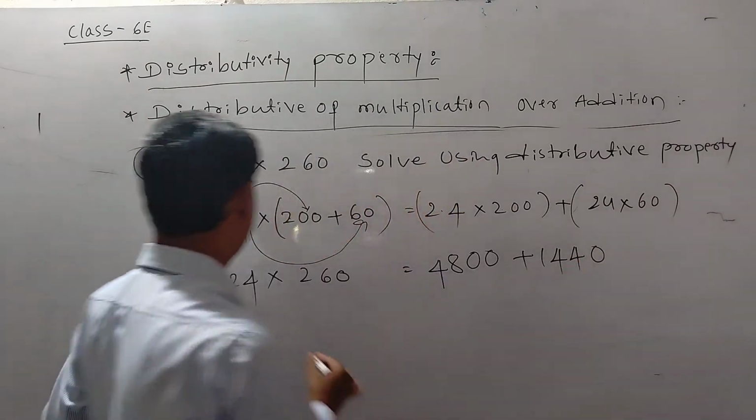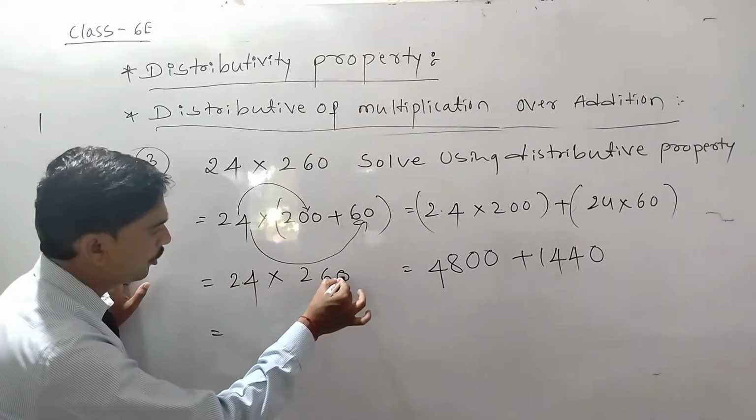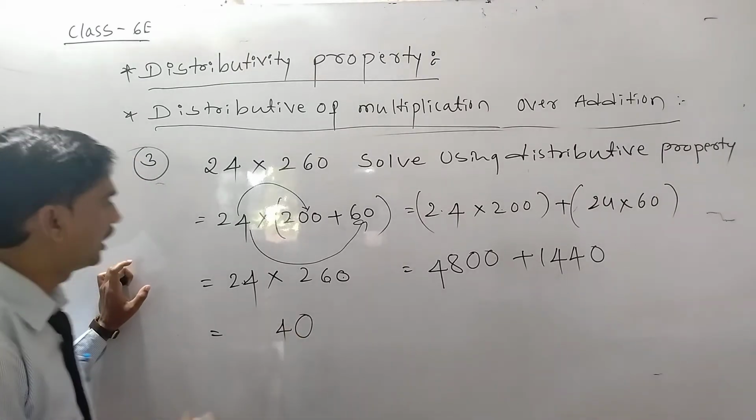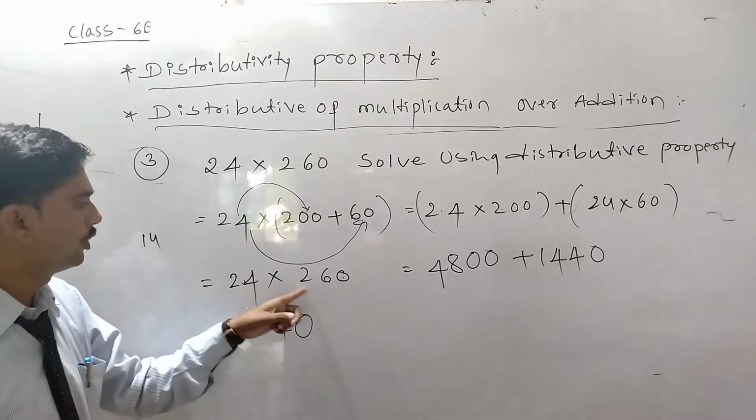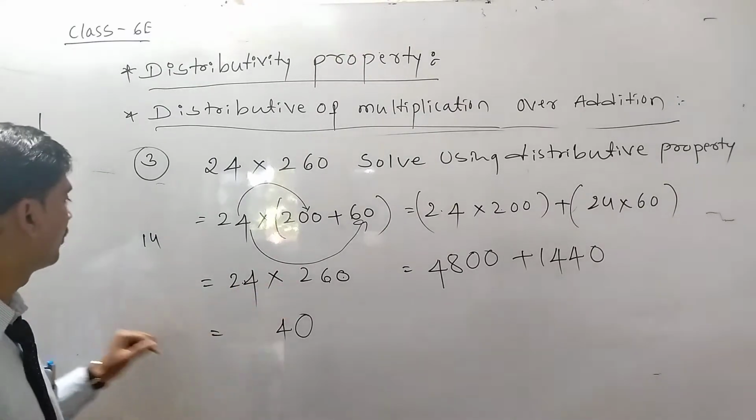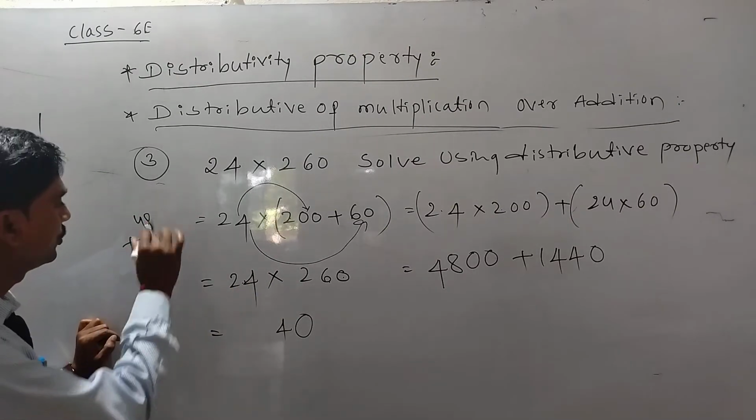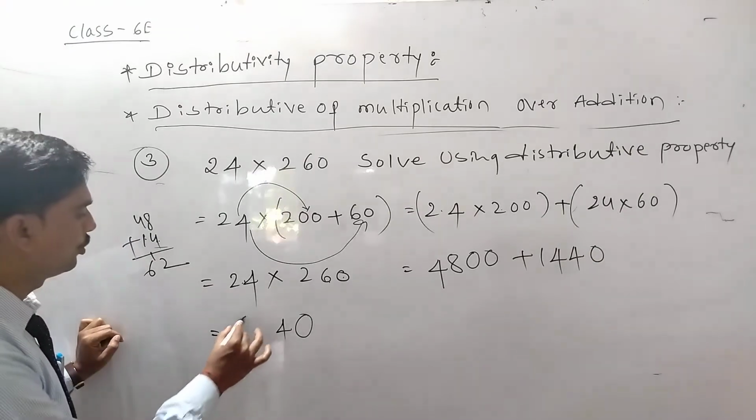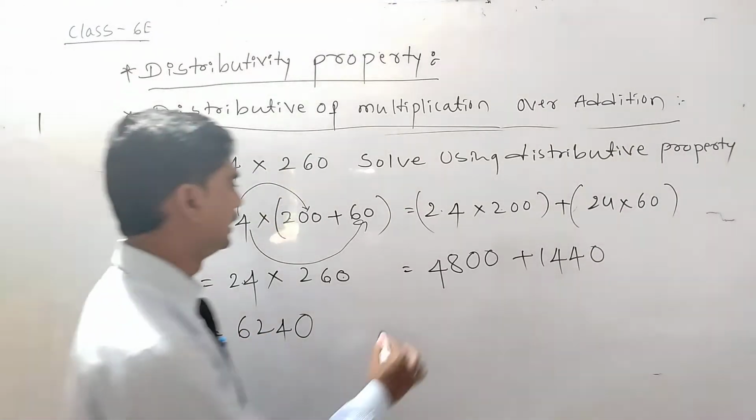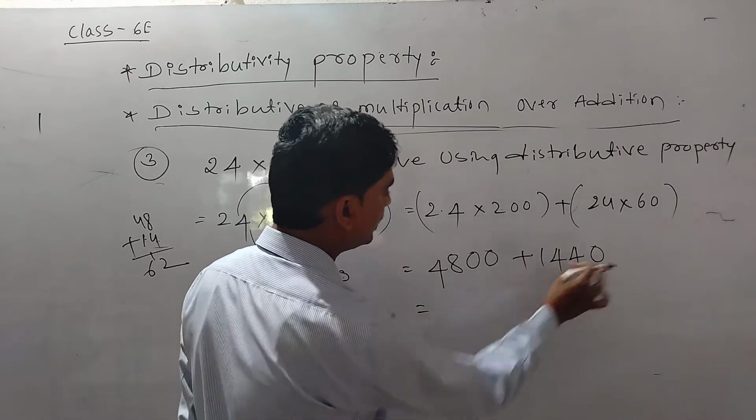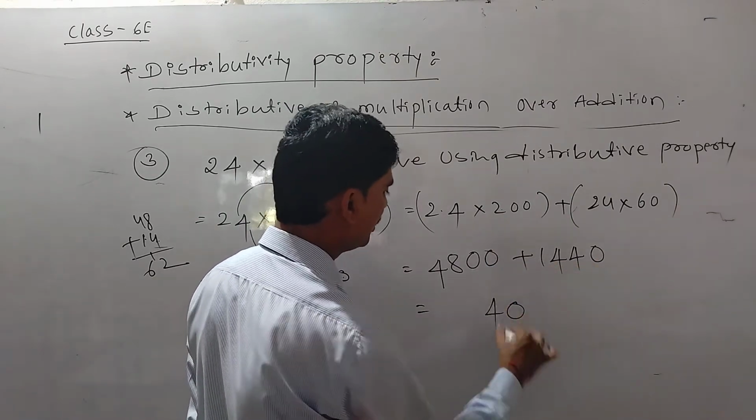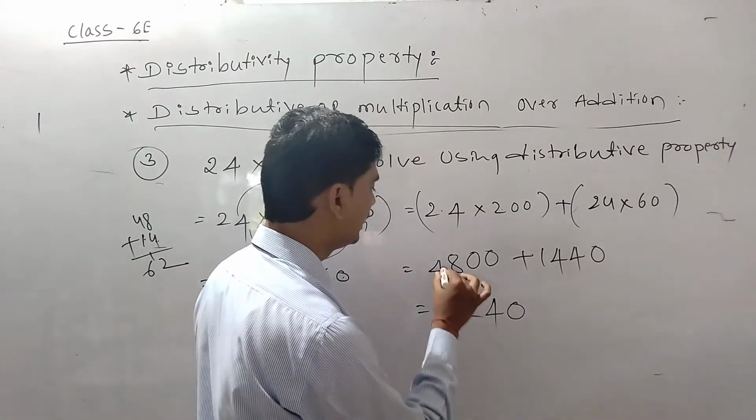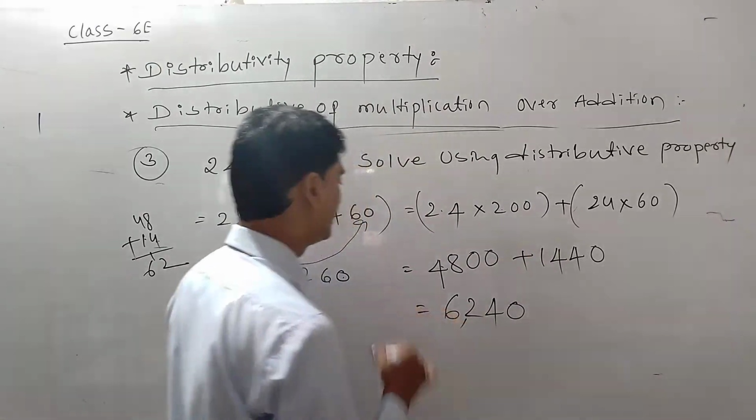24 zeros are 0. 24 sixes are 144. 4 you should write, and you should give carry 14. And 24 twos are how much? 24 twos are 48. 48 plus 14 you should add it. 8 plus 4 is 12, and 4 plus 1 is 5. Then again you should add it here: 0 plus 0 always 0, 0 plus 4 always 4, 8 plus 4 is 12, 1 carry, 4 plus 1 is 5, 1 carry 6. 6240.